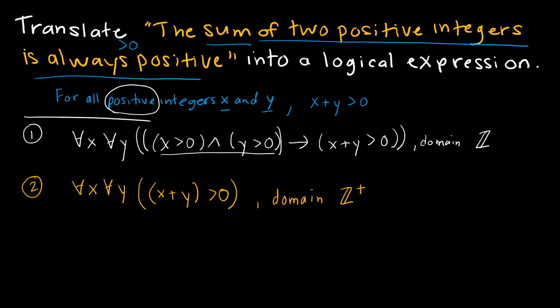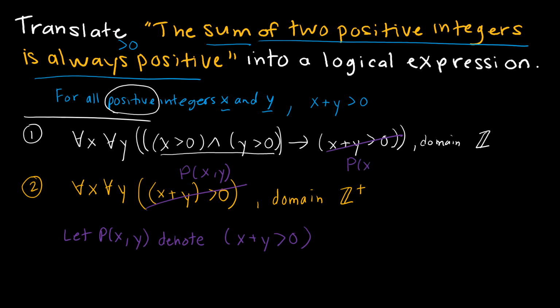What's another way I can do this? Let p of x, y represent or denote x plus y is greater than 0. Then in either of the statements that I just wrote, I could replace x plus y is greater than 0 with p of x, y. So we can see there's a lot of different correct ways that we can do this.